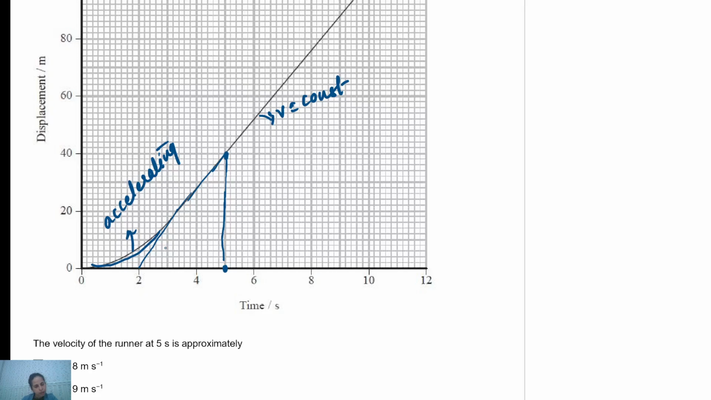Sorry, it doesn't want average, it wants instantaneous velocity at 5. So it cannot be 8, cannot be 9. What is 40 over 3? Somewhere around 13. So that would be my answer, 12 meters per second. What you can do is complete this straight triangle and get the gradient at this point. So what we're doing is rise over run, or y over x, and then you get the answer.